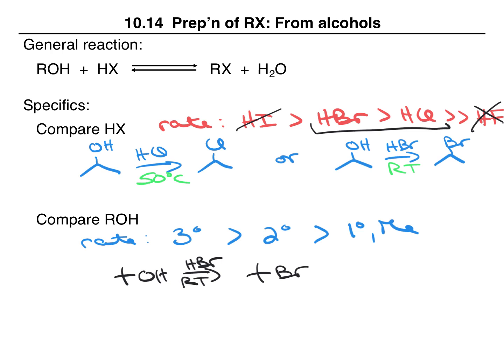Maybe this one can occur at room temperature. But for a secondary alcohol to do the same thing, maybe we have to add heat. A primary alcohol, again using HBr, maybe we have to use a lot of heat to get the reaction to occur. So in lab, the reaction conditions are going to vary somewhat depending on the identity of HX and depending on the structure of the alcohol.